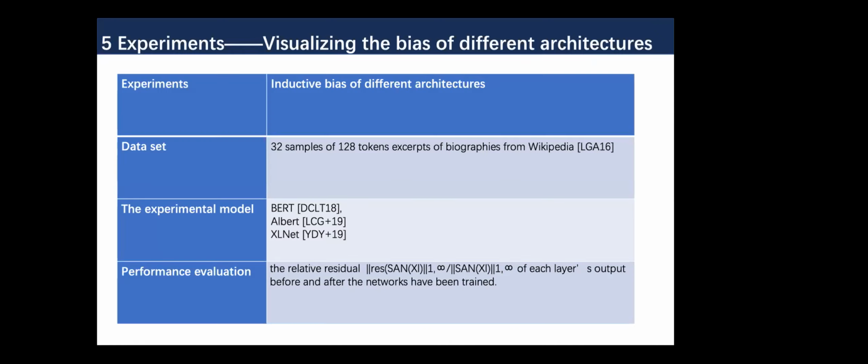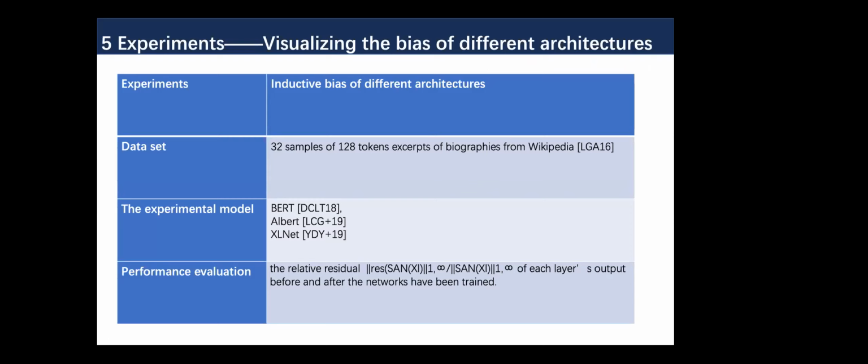And the next part is experiments. Next, we will use diagrams to represent the phenomenon we have just described. The first experiment is visualizing the bias of different architectures.